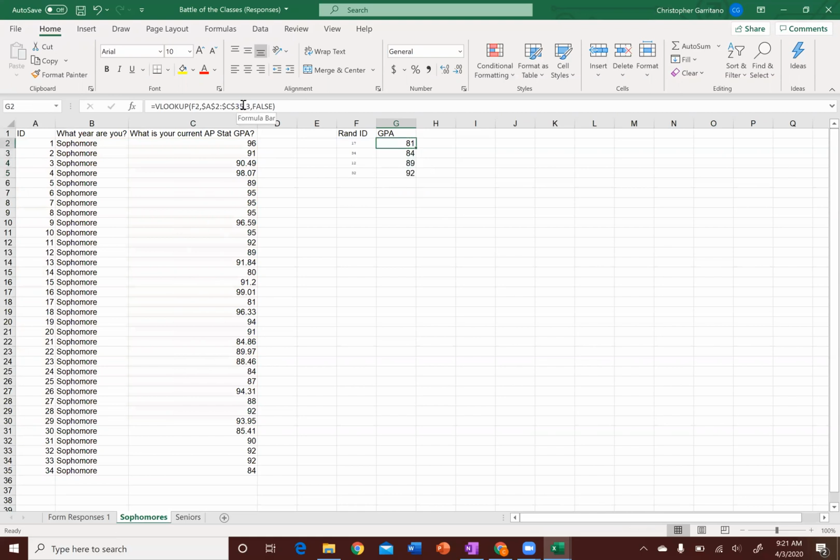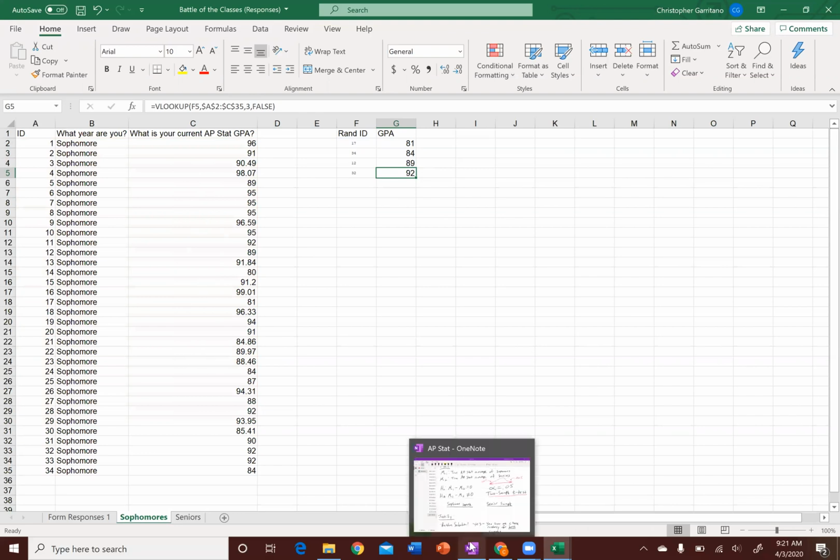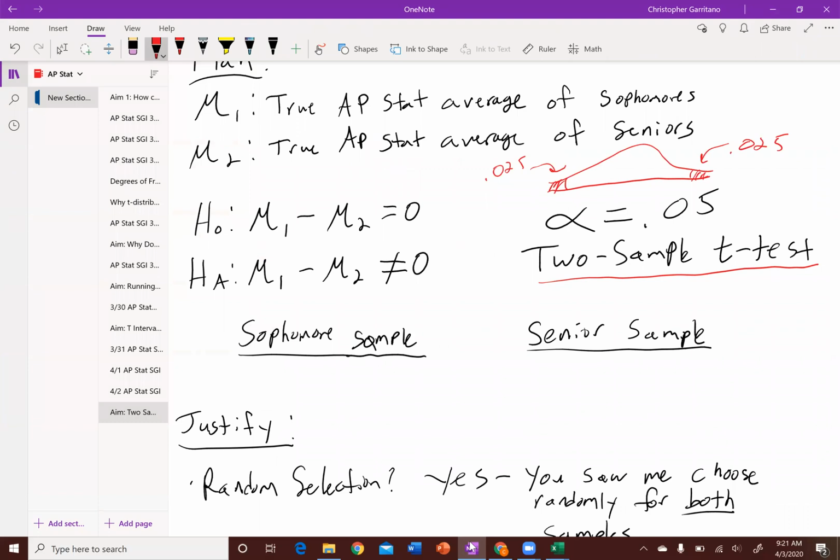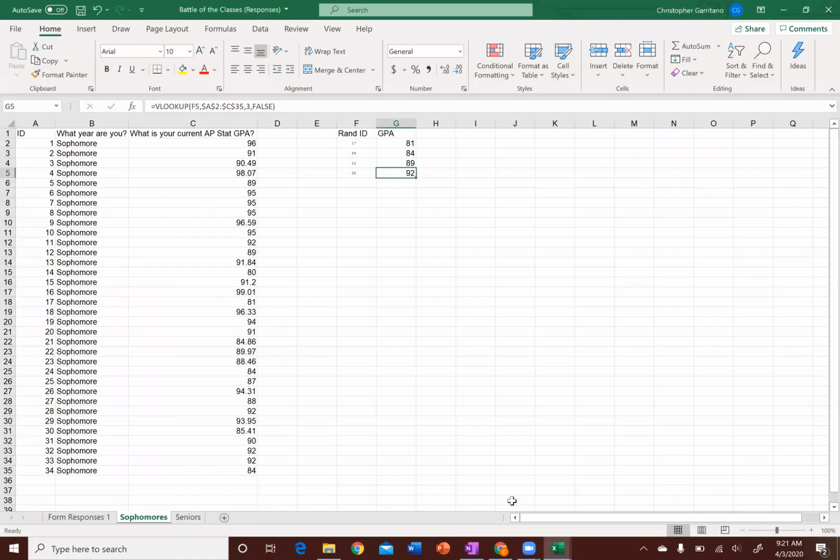All right, so these are the 4 selected GPAs: 81, 84, 89, 92. Those were randomly selected. Let me write those down now. This is my sample of sophomores: 81, 84, 89, 92. By the way, I'm writing at an angle and trying to avoid contact with the keyboard, so I know my handwriting is sloppy either way, but maybe it's a little extra sloppy here. Anyway, let me just confirm that those were the actual numbers: 81, 84, 89, 92. We're good.